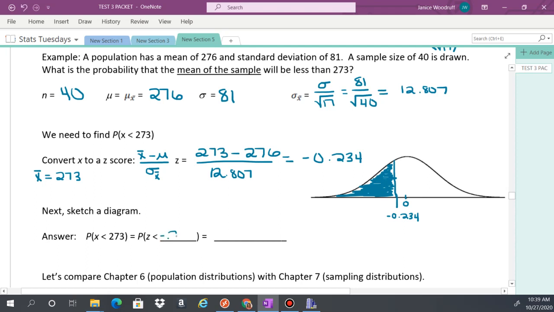-0.234. And we can also put this in our calculator. So I don't have the z table up, so let's do the calculator first. So in my calculator, I'm going to choose normal CDF.